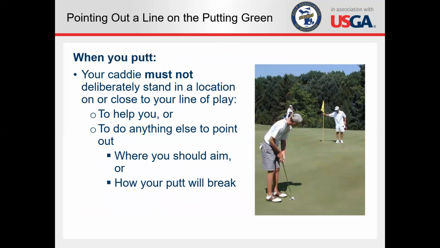Okay, so when you putt, your caddy must not deliberately stand in a location on or close to your line of play to help you. Again, this is deliberately. They can point to where they're playing, but in this case, the caddy can't say, aim at my right foot there. They can take their foot and go out in front of the hole, or even with the hole, and say, why don't you aim right here and touch that area with their foot. But they can't stand and attend the flag like the caddy's doing here and say, aim at my foot.